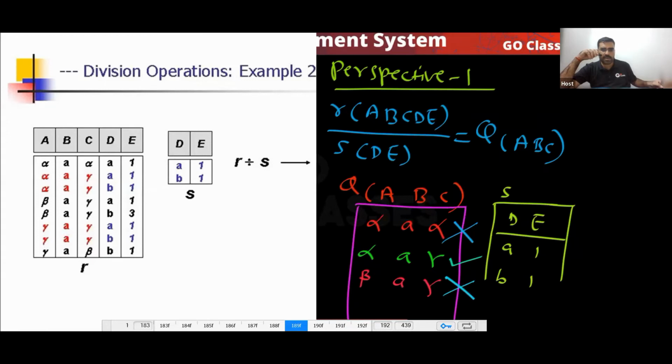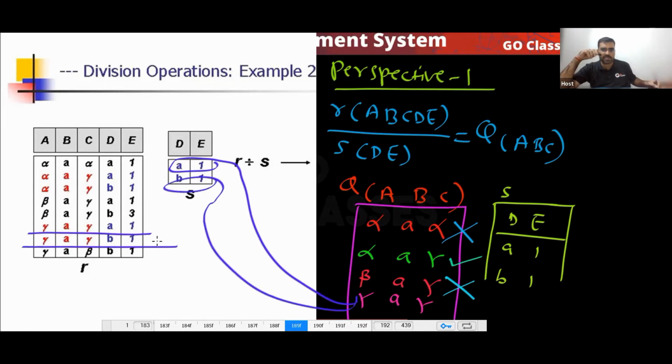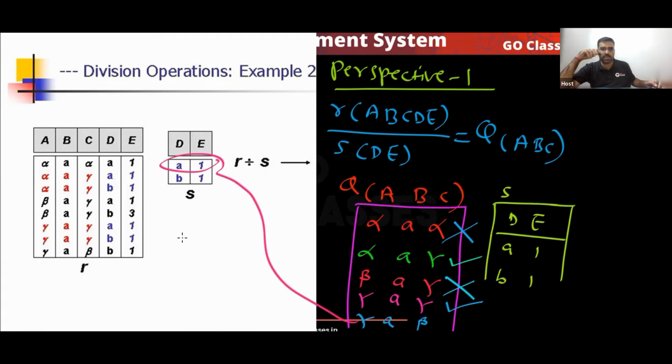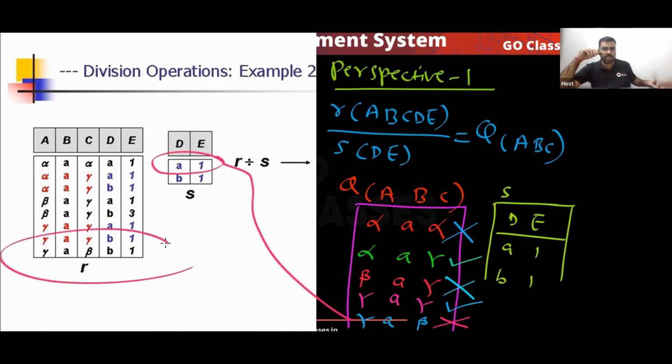Gamma A gamma, tell me. What about that? That will be there because remember, gamma A gamma A1 is there. Gamma A gamma B1 is there. So I will put this in the final answer. What about the last? Gamma A beta. Tell me here, this gamma A beta with A1, we don't have. So I will not put this in the answer because gamma A beta A1 we don't have here.